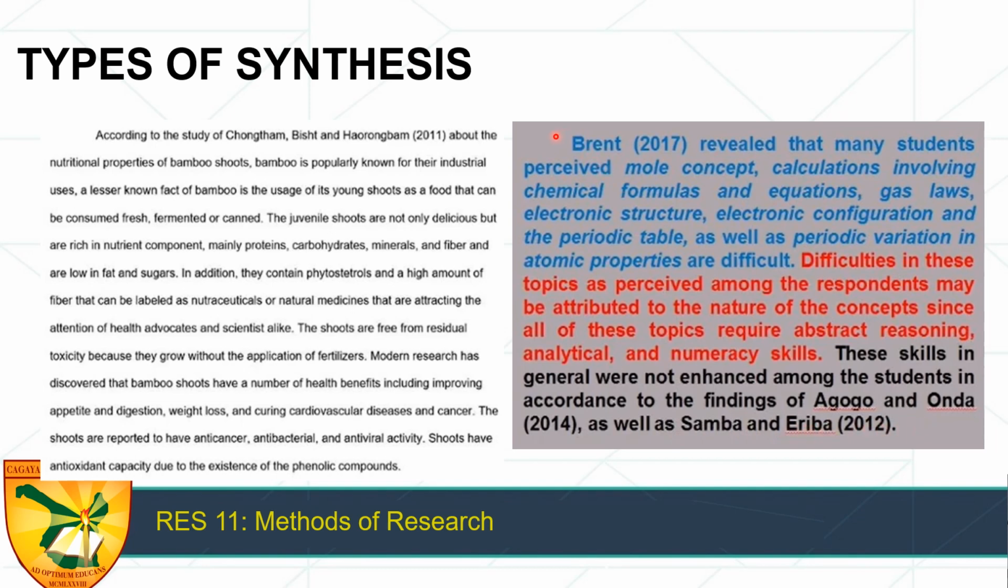The one in blue here is the related literature, and the one in red is the researcher's thoughts on why the students are having difficulties. This part does not need any citation, because it is what the researcher is saying about what the author found out. And then it is backed up with researches and studies of other authors.